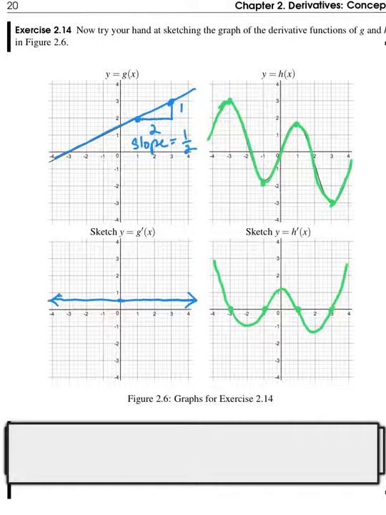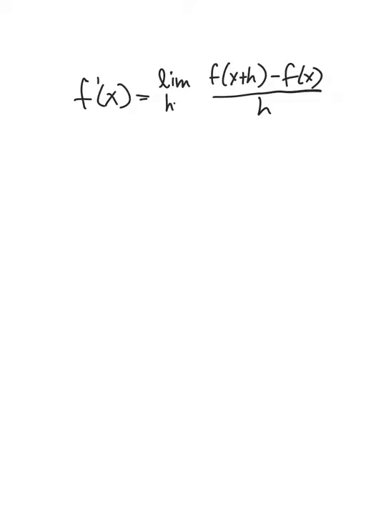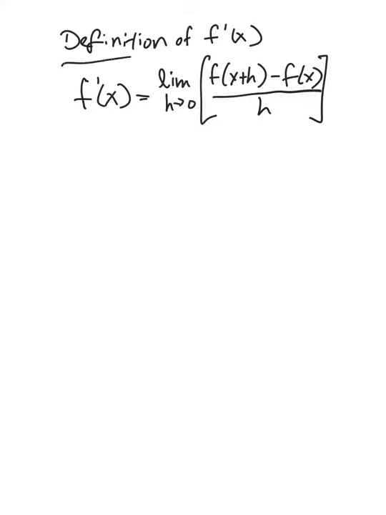Next, I want to show you how to use the definition of the derivative to find the derivative of a function. So let me go to a new page here, and let me give you the definition of a derivative. The definition of the derivative function is f prime of x is equal to the limit of f of x plus h minus f of x all over h as h approaches 0. That's the definition of the derivative function, f prime of x.